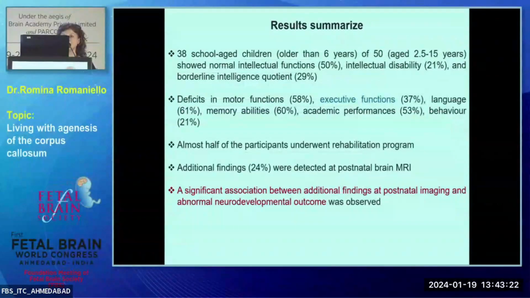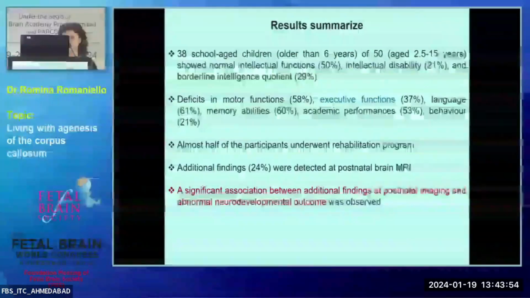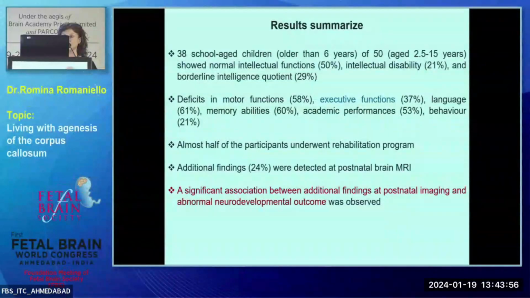The results of this study: 38 school-age children older than 6 years, of 50 patients aged from 2.5 to 15 years, show normal intellectual function in 50%, intellectual disability in 21%, and borderline intelligence quotient in 29%. Deficits in motor functions in 58%, executive function in 47%, language in 61%, memory abilities in 60%, academic performance in 53%, and behavior deficits in 21% of patients.